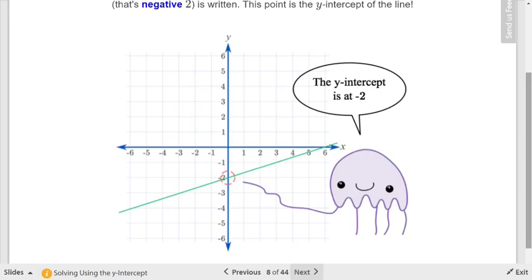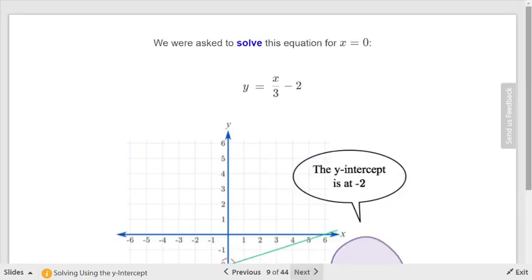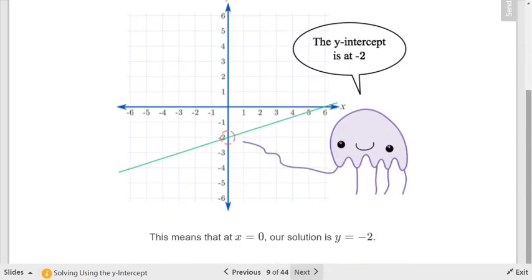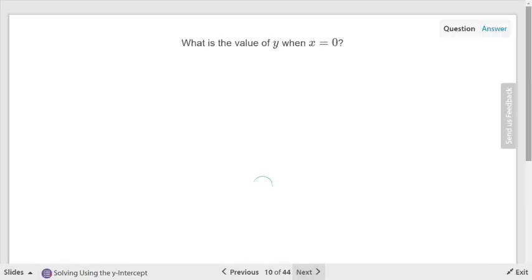Okay, so you see the y-intercept is at -2, which means that is the answer, the solution, if x equals 0. You have to have both parts, though, because remember, on the Cartesian plane, can you have just one number? It's always how many? 2. An x value and a what? Y value. Excellent. Keep that in mind.